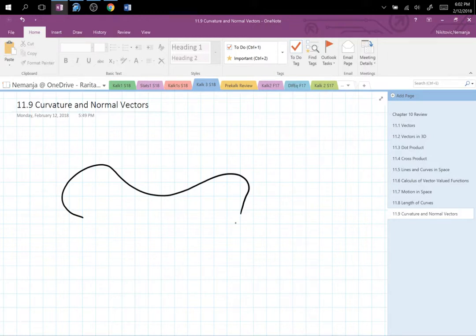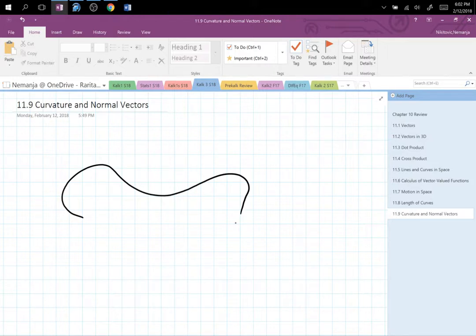Now, what would that mean? If you think in terms of the tangent lines, they will turn in space faster as the line progresses through your vector valued function, as the t progresses from, let's say, 0 to whatever number.